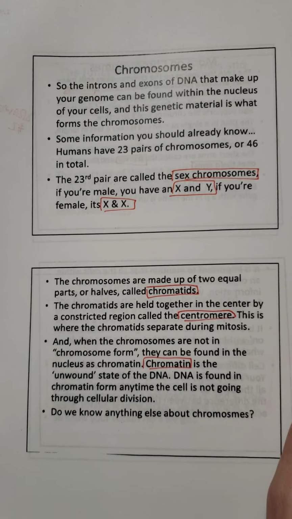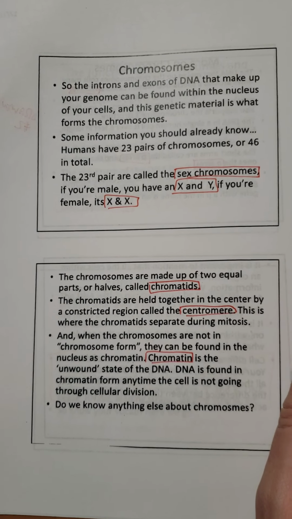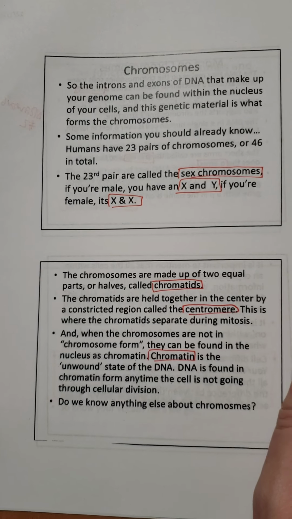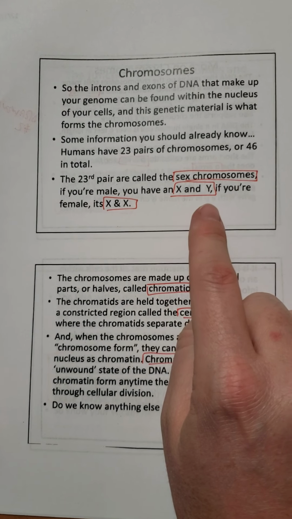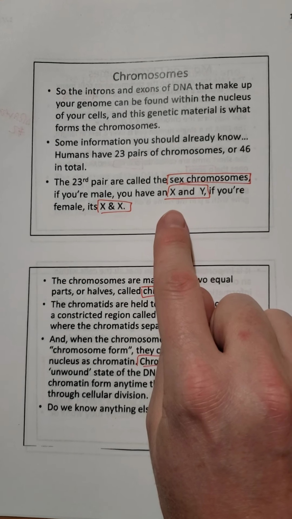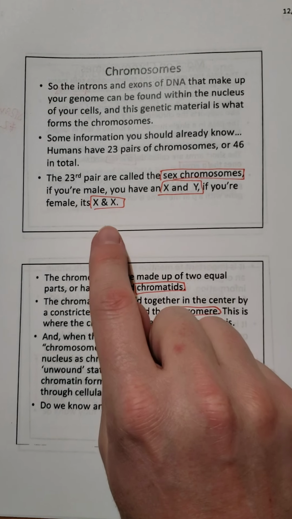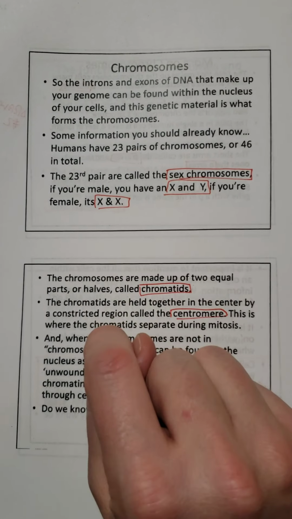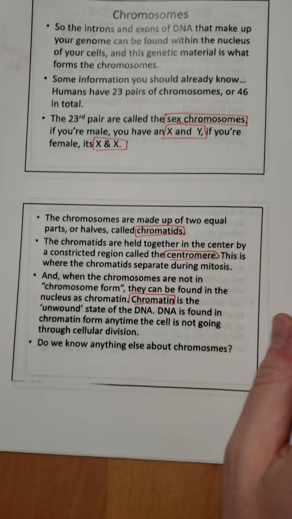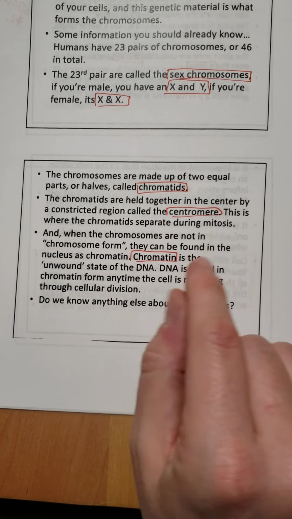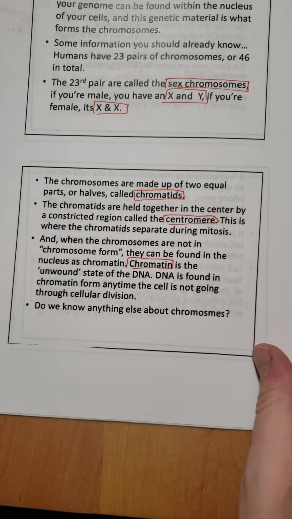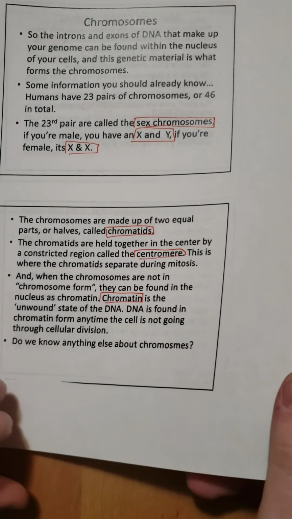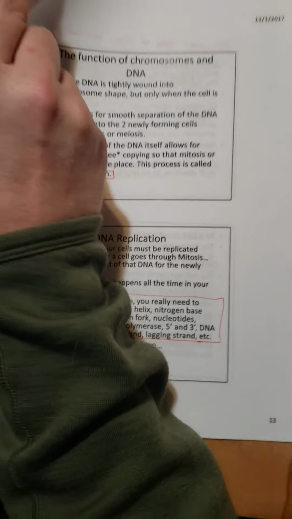Some chromosome information, which we talked about at the end of Unit 1, but we're going to revisit now. We talked about sex chromosomes briefly. If you're a male, you have an X and a Y chromosome. If you're a female, that 23rd pair is 2 X chromosomes, and we'll talk about that again more later. We talked about chromatids, centromeres, and chromatin last time, so this is kind of review, but hopefully you guys know what those words mean.